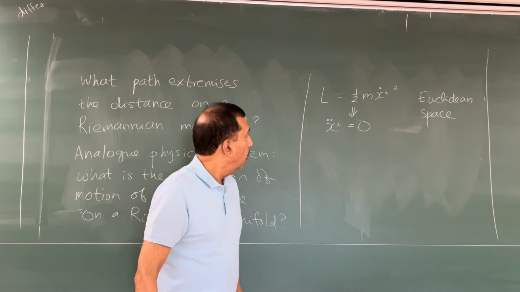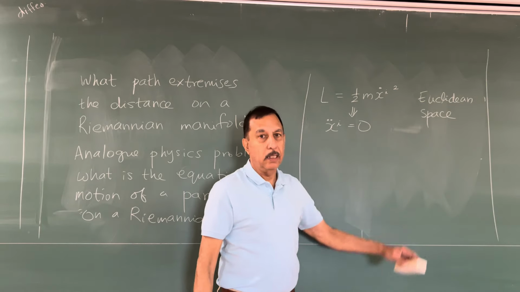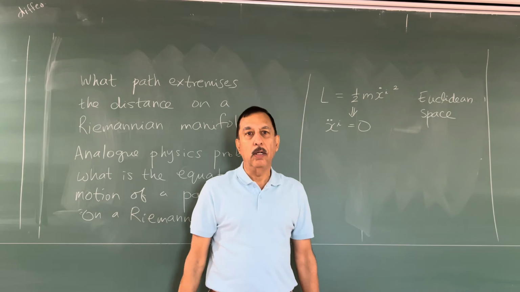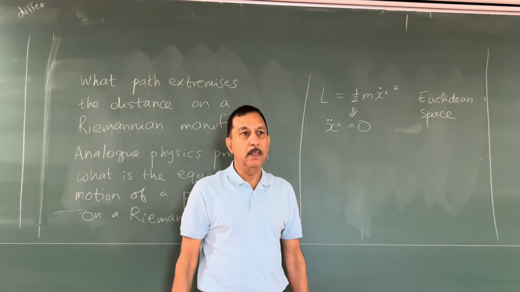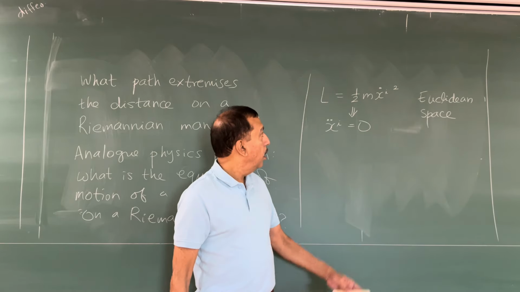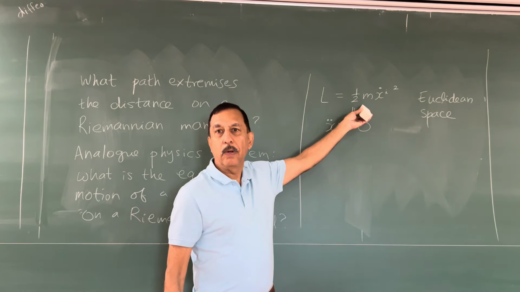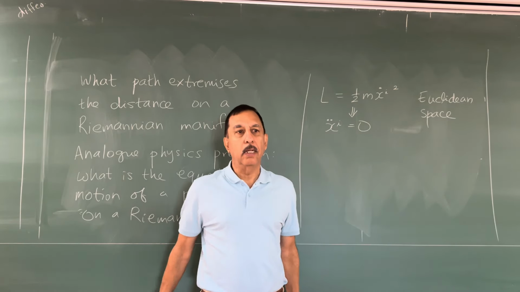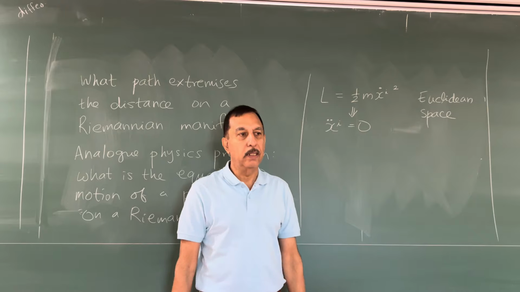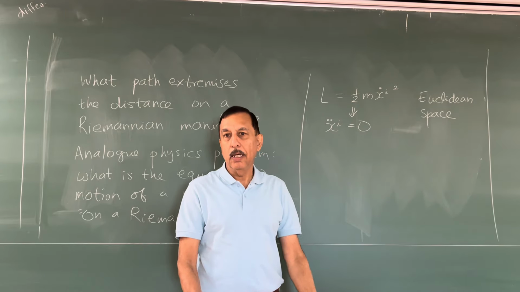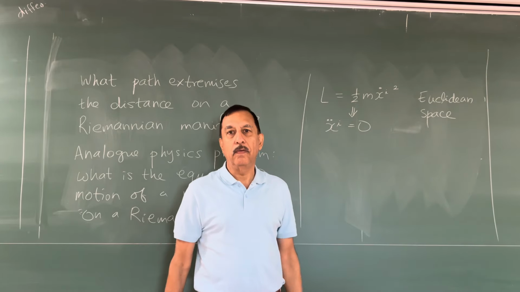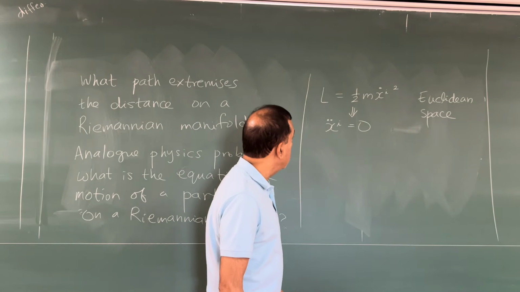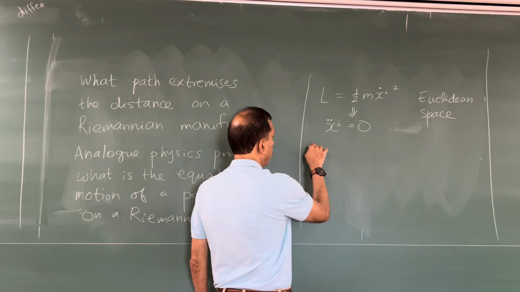Straightforward. Now, I'll change my Lagrangian to reflect the fact that the particle is moving not on Euclidean space, but on a Riemannian manifold. Then I'll calculate the Euler-Lagrange equation of motion, and whatever I get will automatically be the solution to my problem. It will be the generalized equation of motion in the presence of a non-trivial Riemannian manifold. Okay. So the only thing that we have to guess is what should the Lagrangian be.